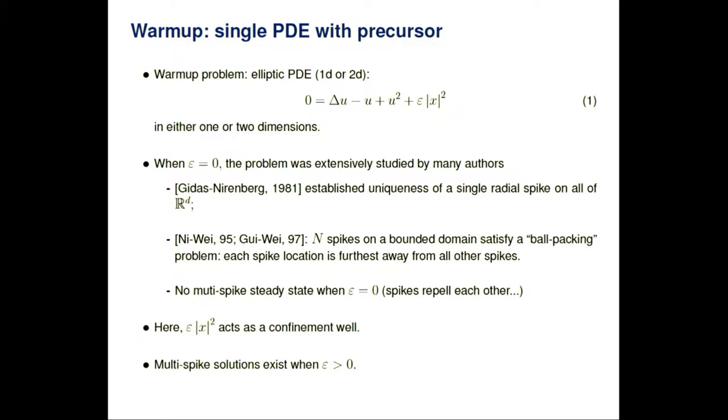That's on a bounded domain. If you don't have a boundary, and if epsilon is zero, then the spikes cannot be confined. So the only steady state is a single spike, a radially symmetric spike, if there's no boundaries. However, as soon as we add this inhomogeneity, let's call it a confinement well, then, at least that's what these people proved back in the 1980s.